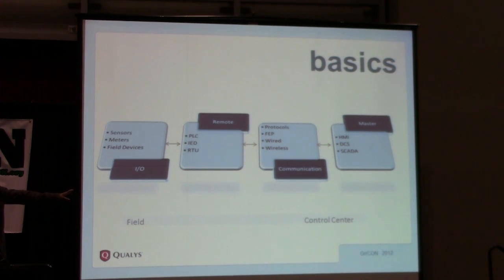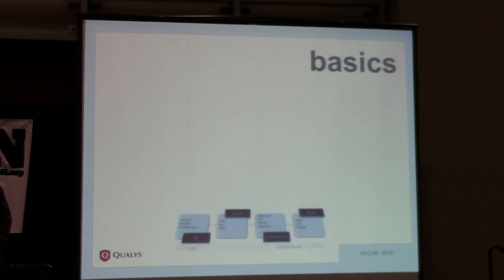control center. So usually the control center is a place where people are manned 24/7. They are monitoring alerts, alarms, and on the left-hand side is the field, which could be, as I said, miles away. So let's take a detailed look at what these different components are.